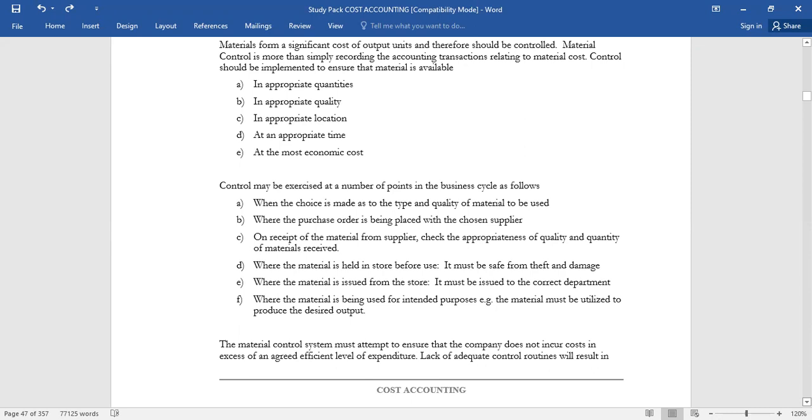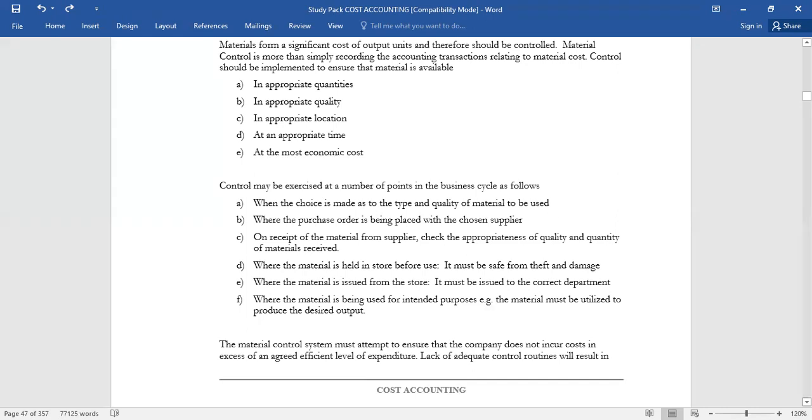There are some people who will buy in bulk and incur what we call the storage costs. But a good manager will always ensure that they have the reorder level in such a manner that it doesn't disadvantage the factory or the organization. Then on receipt of material from the supplier, you need to check the appropriateness of the quality and the quantity. Did we get what we ordered?